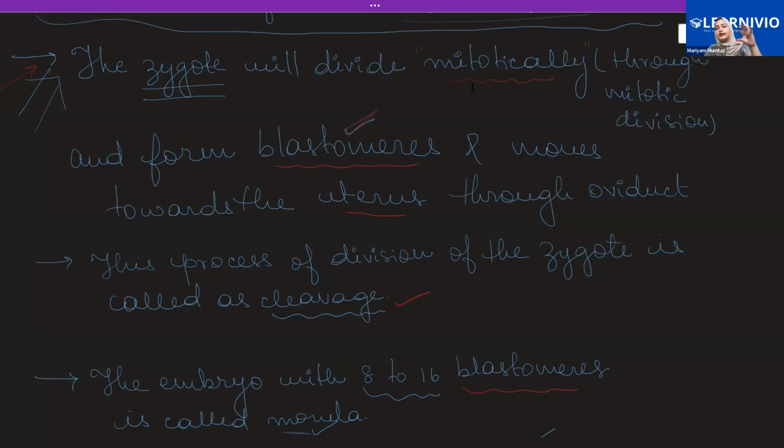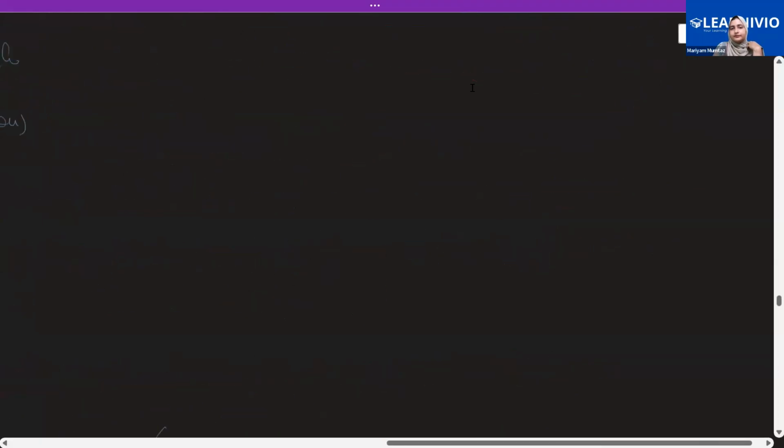Here is the ampulla part. Now from here, the zygote is moving towards the uterus, right? While it is moving towards the uterus, it will undergo various divisions. And these various divisions that the zygote undergoes while it is moving, we call cleavage. Cleavage means division.